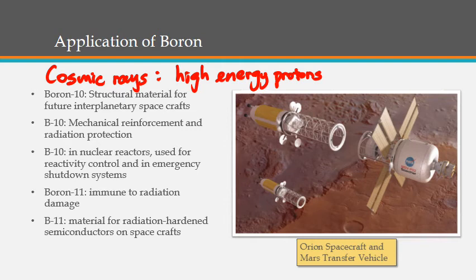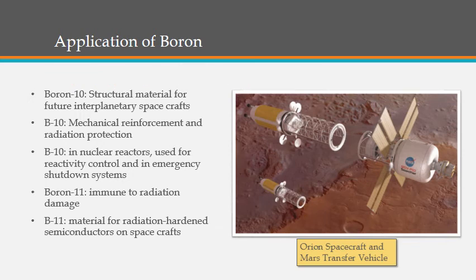So we must design radiation-hardened semiconductors. What material should we use for these semiconductors? As I've said, boron-11 is largely immune to radiation damage, and that is why it is a perfect material for radiation-hardened semiconductors on these spacecrafts. And that is how boron can help humans with our future space missions.